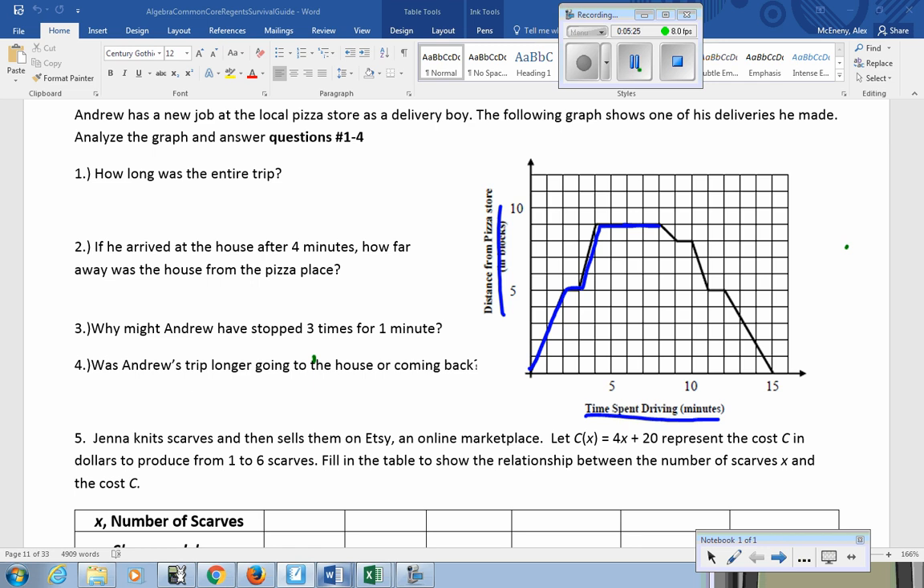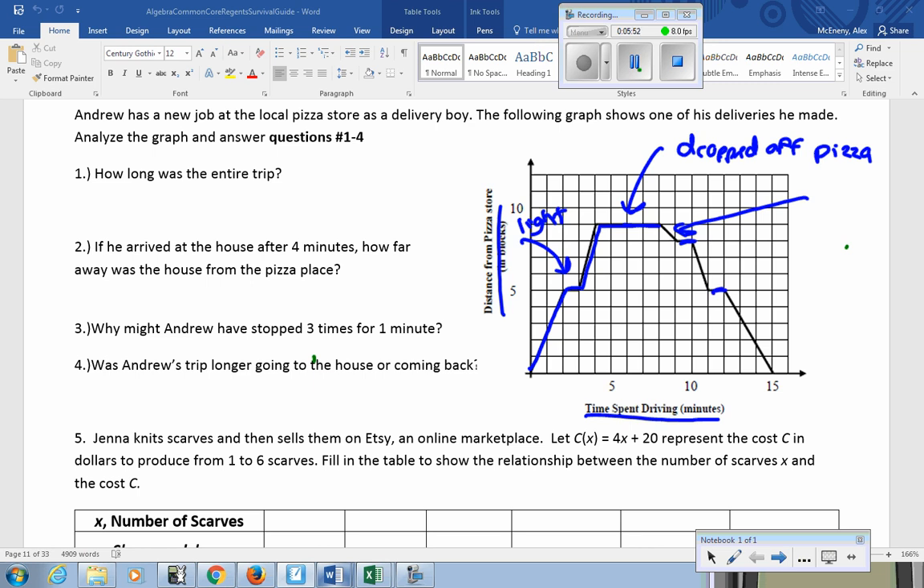And the goal here is to think about what this could mean. So he's driving, like this part here could mean that he's at a light. If he's stopped, he's not gaining any distance. This part could be where he dropped off the pizza. And then he's driving back here, but again, he hits another light. Maybe he hits a light or a stop sign, traffic, anything.